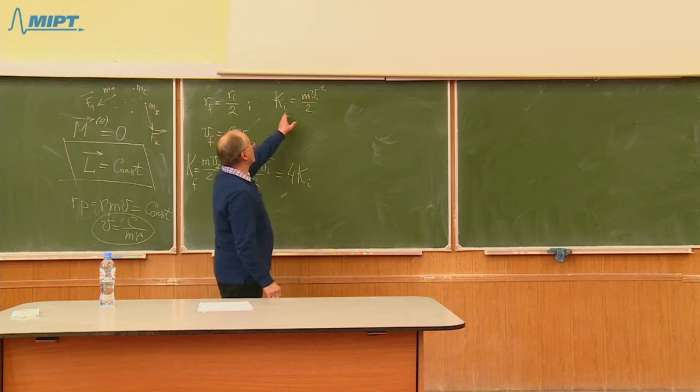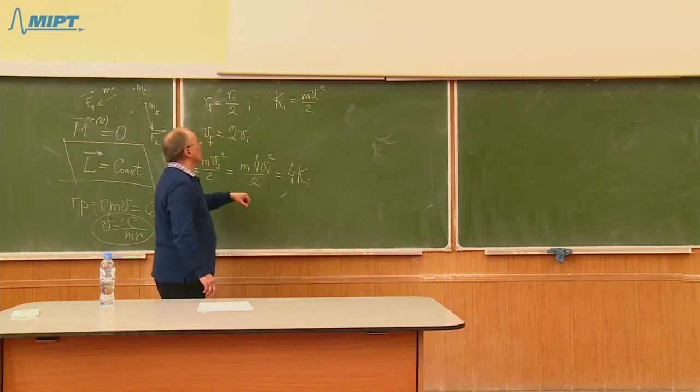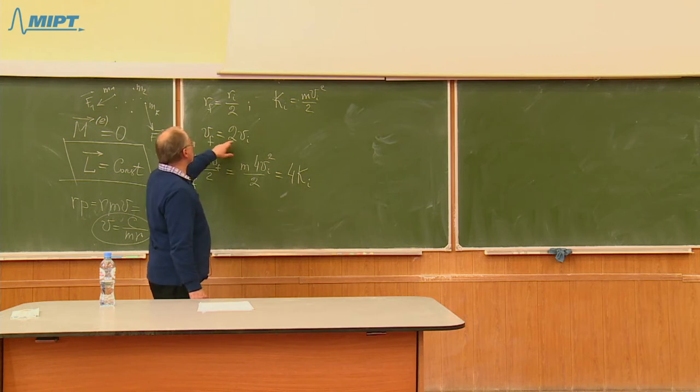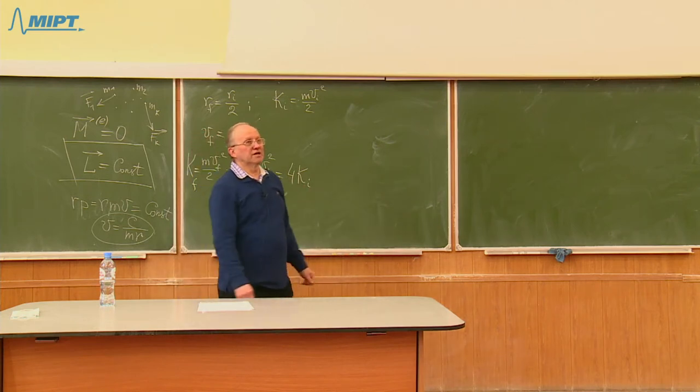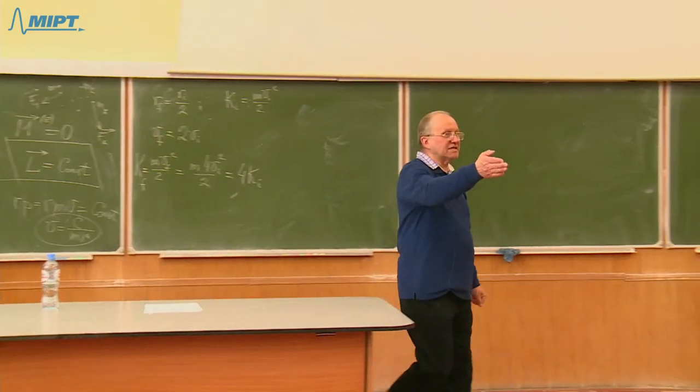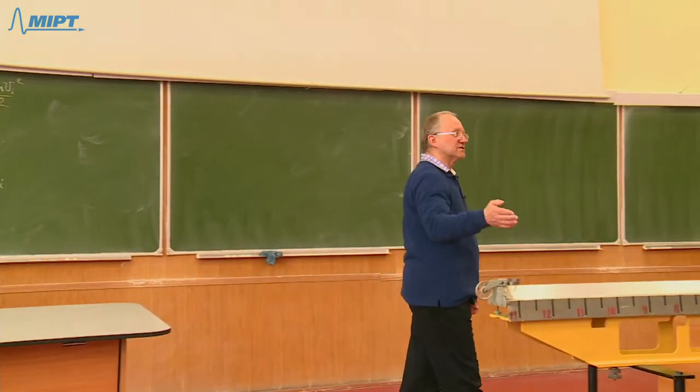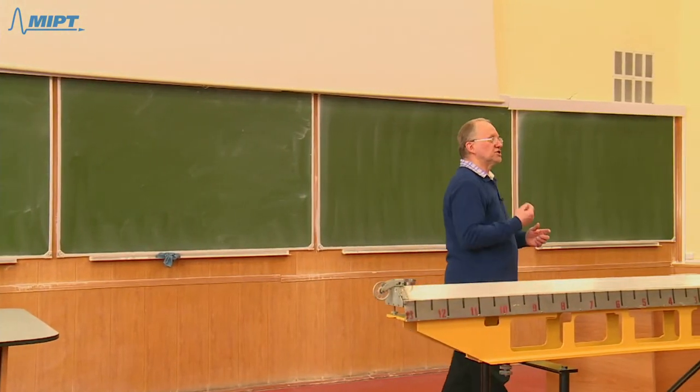The initial kinetic energy is mv squared over 2, where v is the initial velocity, but the final velocity is twice the initial velocity. So the final kinetic energy is 4 times the initial kinetic energy. In this experiment, the kinetic energy of this ball increases when the radius of its rotation decreases.